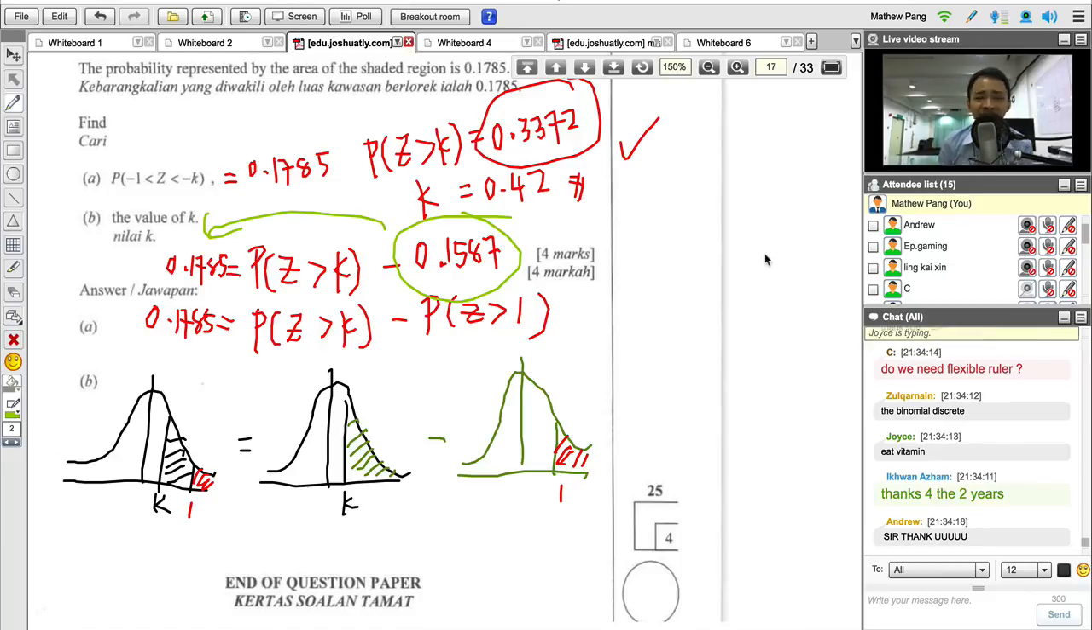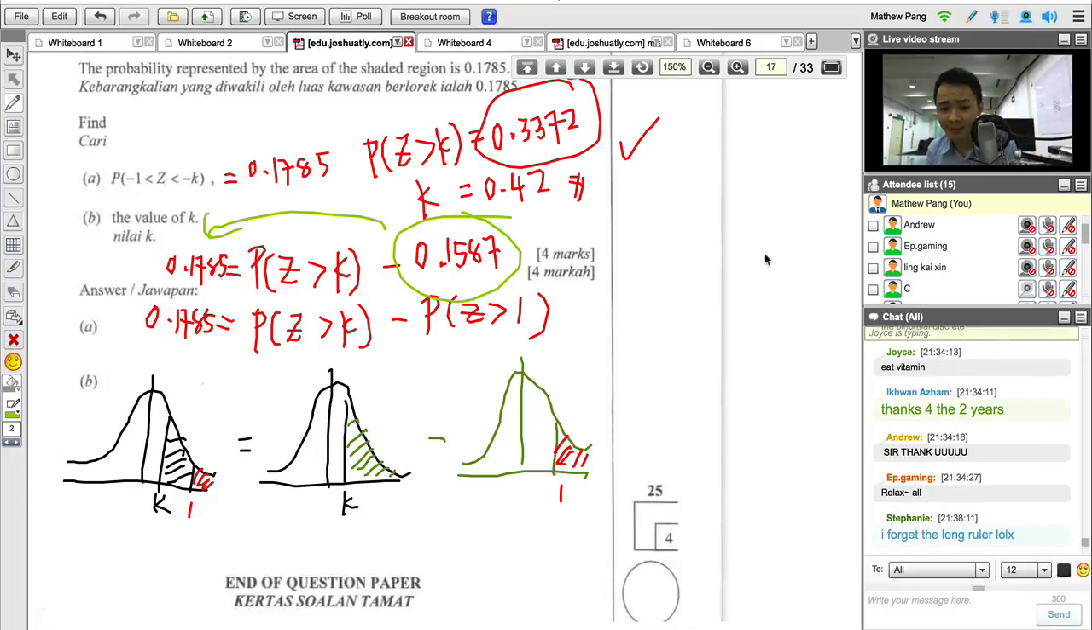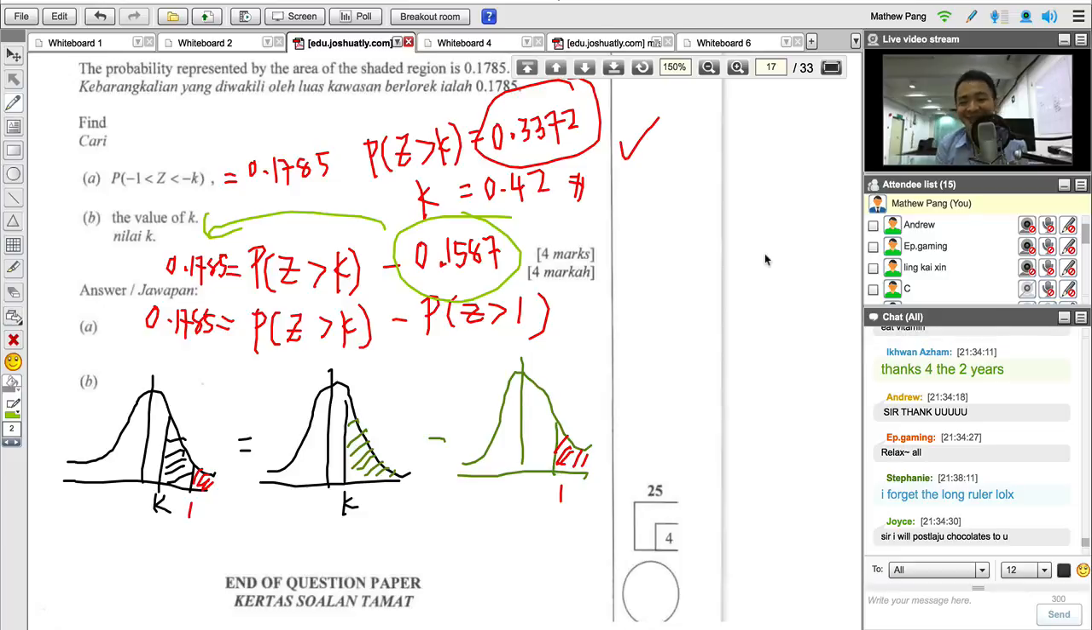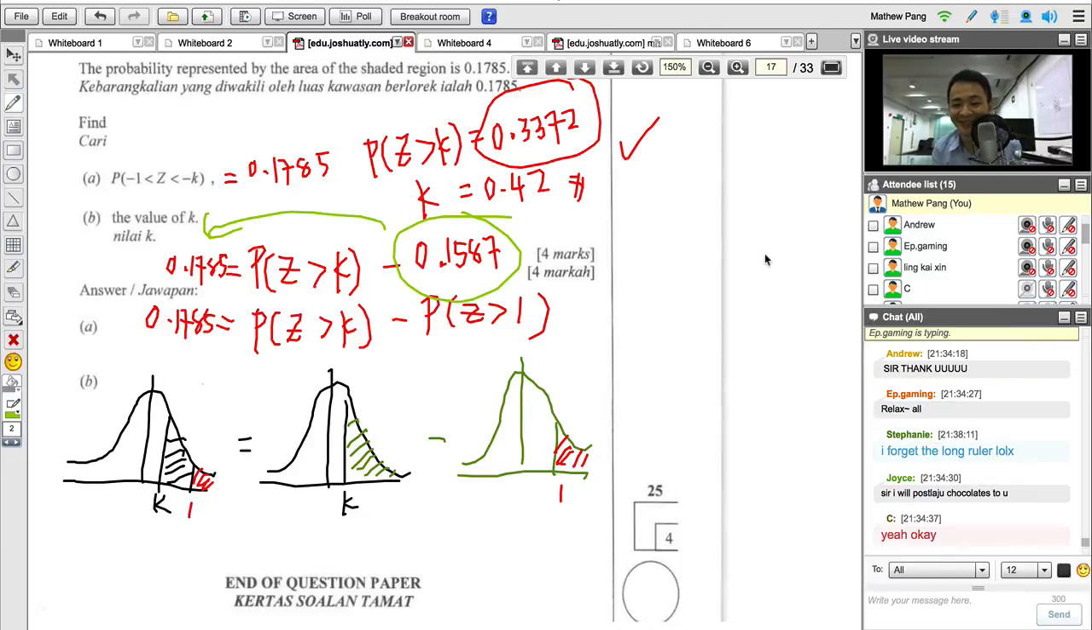Yeah, I forgot about the long ruler. I will post a large chocolate to you. It's fine, you do not need to send the chocolate to me.